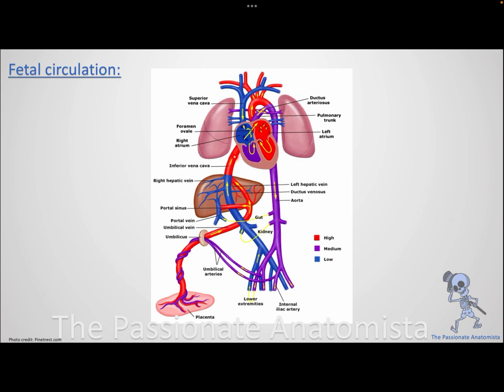Why? Because this is the oxygenated blood we're taking from the mother. So we really need to take all that blood, bypass everything here, and take it to the left atrium and then the left ventricle, and then we pump it through the aorta to the body.